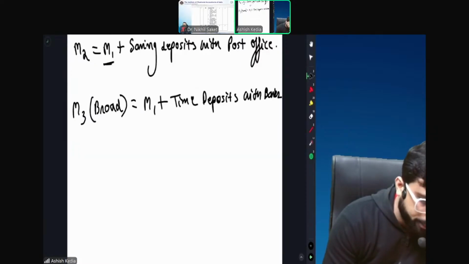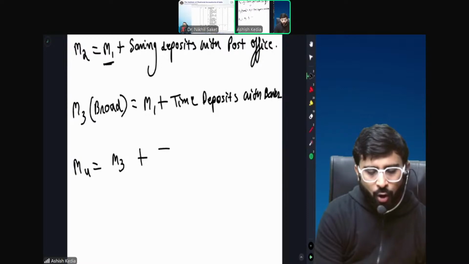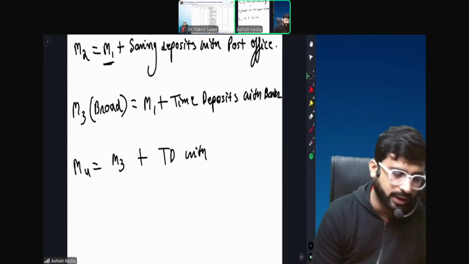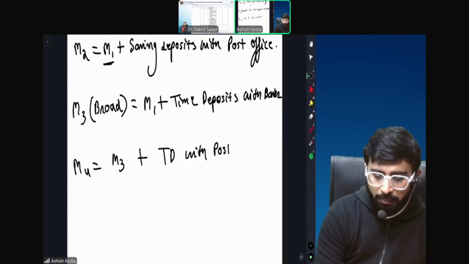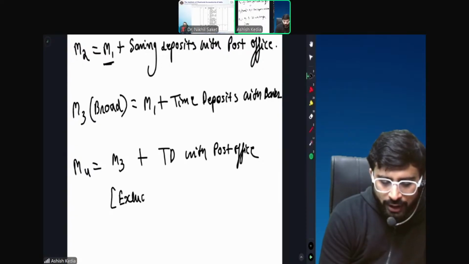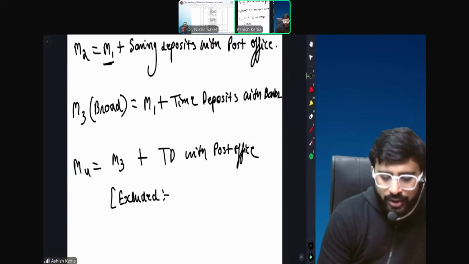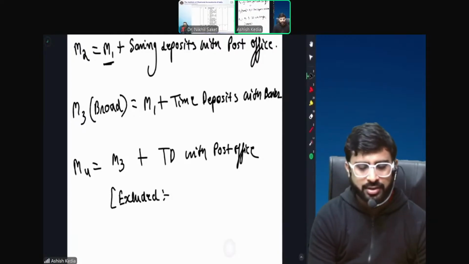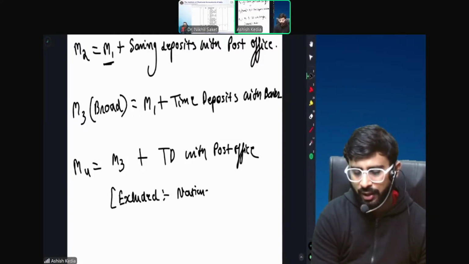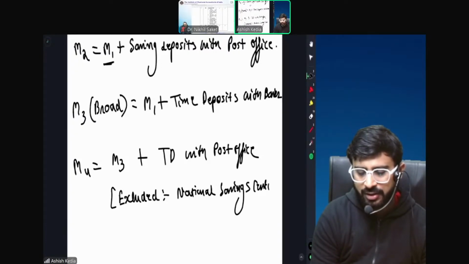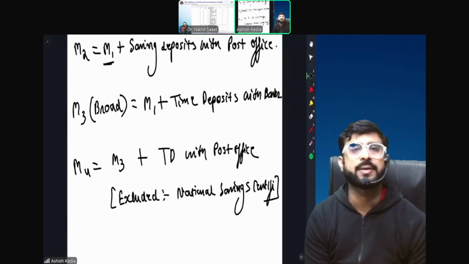And as far as M4 is concerned, here you will include everything. It is M3 plus all the deposits with post office, not necessarily post office savings accounts, everything. Total deposits with post office. But remember, one thing is to be excluded here. What is excluded in M4? The institute may ask. Come on, everyone. Yes, excluded are national savings certificates issued by the government.